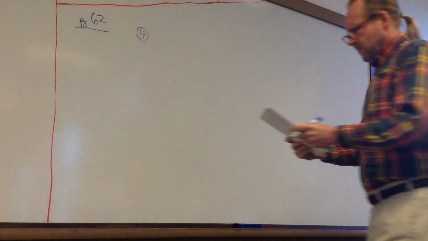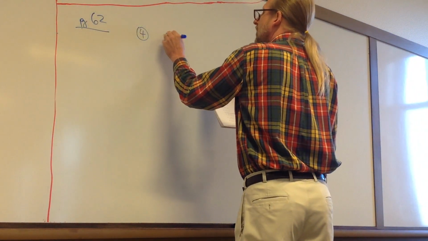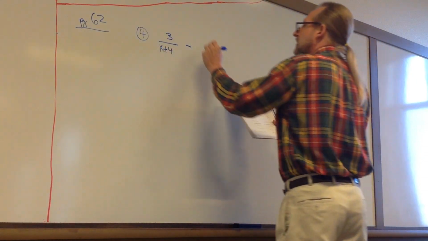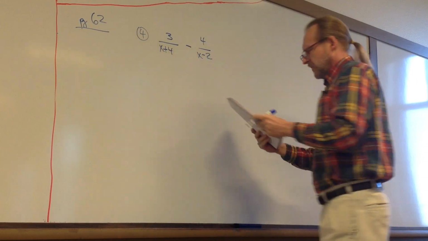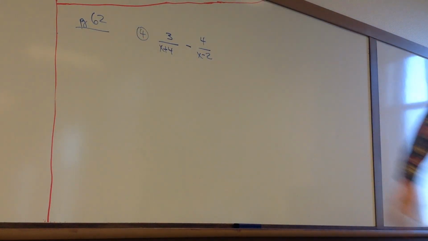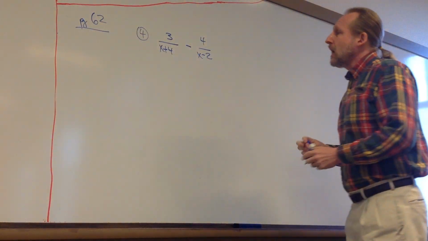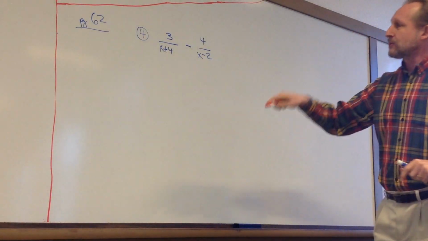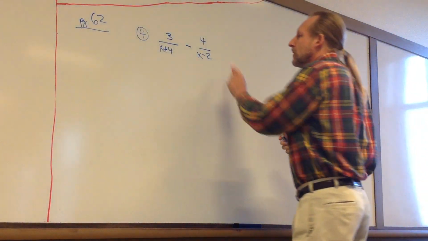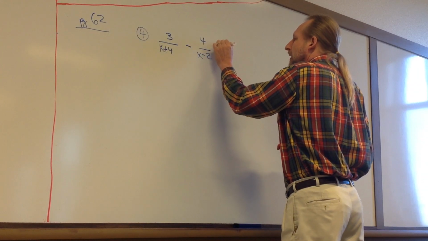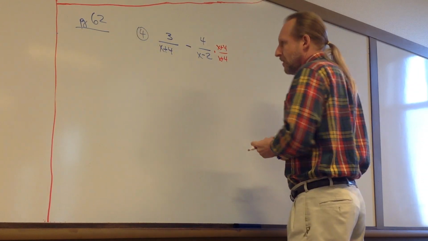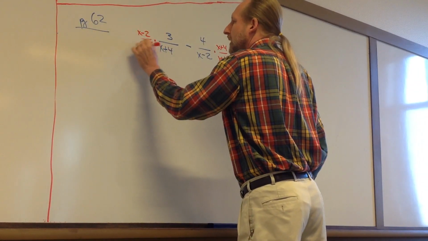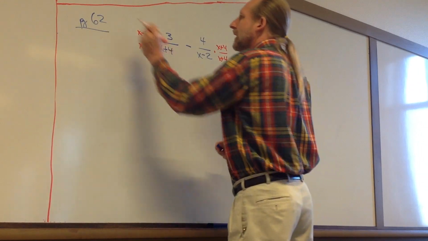All right, problem 4, we have 3 over x plus 4, subtract 4 over x minus 2. Okay, so again, both of these denominators are prime, and so our common denominator is going to be the product of the two of them, x plus 4 times x minus 2. So this fraction needs to get multiplied by x plus 4 over x plus 4. And this fraction over here needs to get multiplied by x minus 2 over x minus 2.